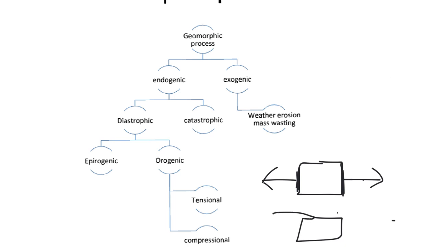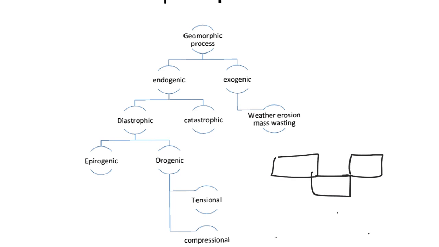Let's say this is the block, it is there. And when there are tensional forces, it results in the formation of such kinds of features. These are called rift valleys, and these uplifted blocks are called horsts. Okay, this has been formed because of a tensional force. The forces are acting horizontally but in opposite directions. So here the normal faults have been formed.